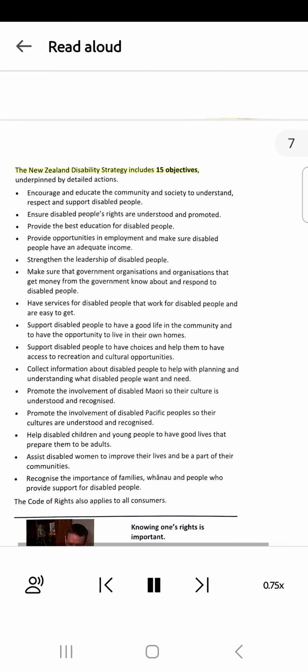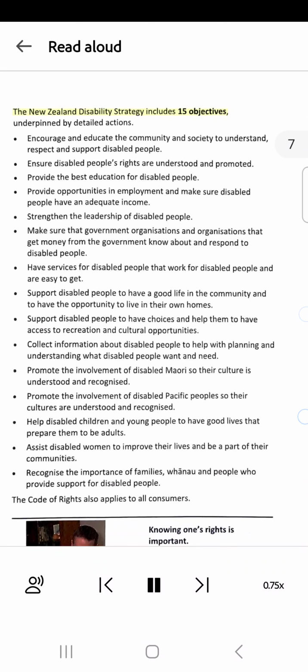The New Zealand Disability Strategy includes 15 objectives, underpinned by detailed actions. Encourage and educate the community and society to understand, respect and support disabled people.